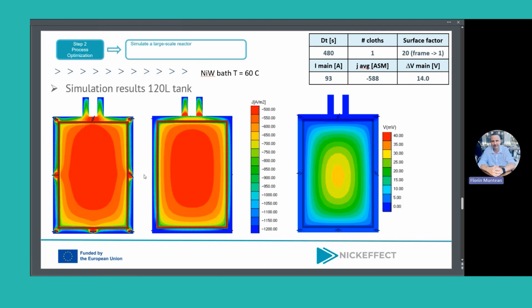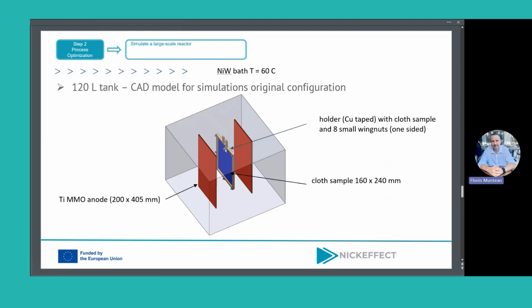The aim in this case is, first, we see what the distribution is, and second, we optimize this distribution because we want to have a uniform distribution as much as possible. This big cloth is going to be cut in smaller pieces, like 6 pieces, and the aim is that all of them have more or less the same properties, the same amount of nickel deposited in the microfiber structure.